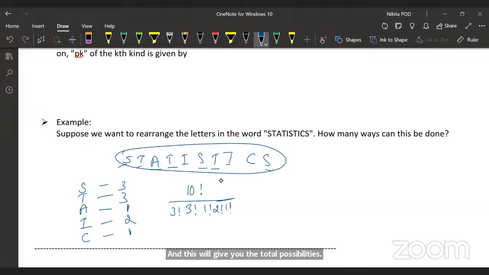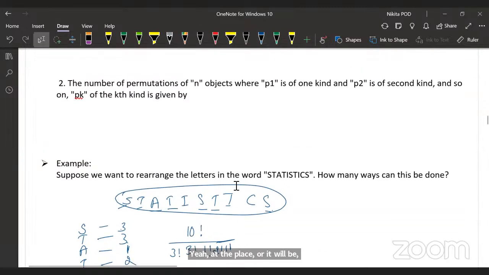In this, the letters can be rearranged. Ma'am, it will be multiplication or it will be in addition, like 3 factorial plus 3 factorial, then 2 factorial. No, multiplication. Okay.